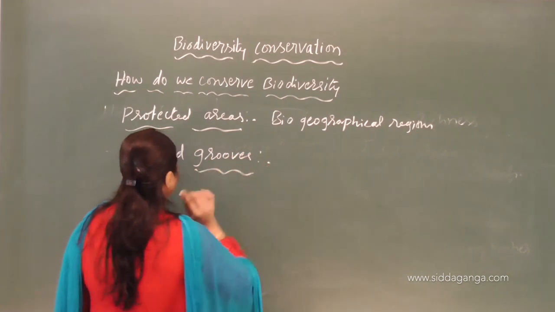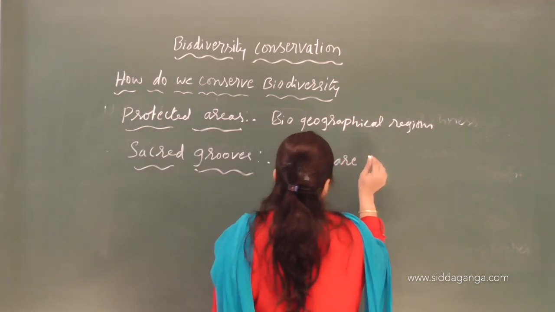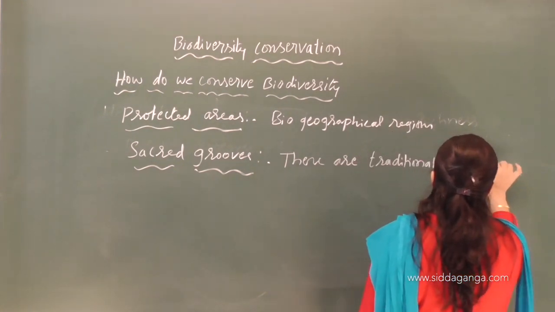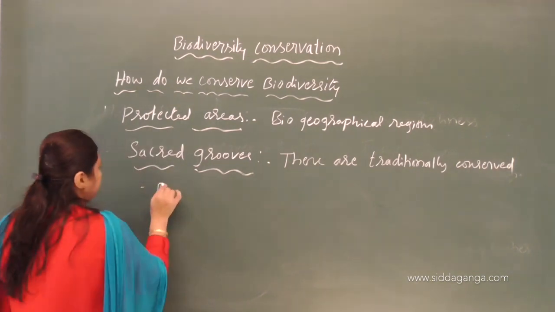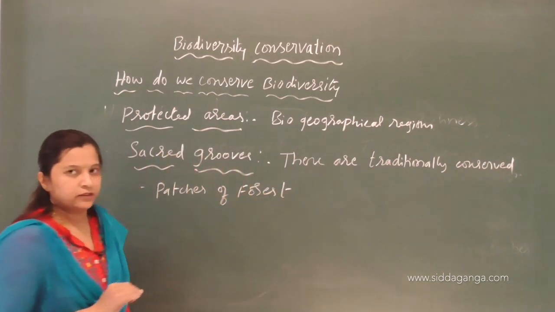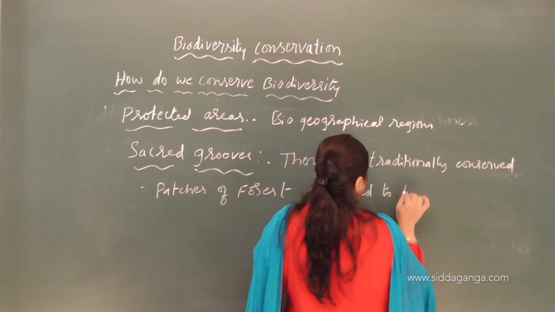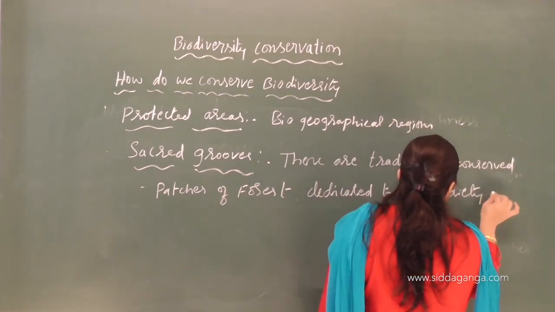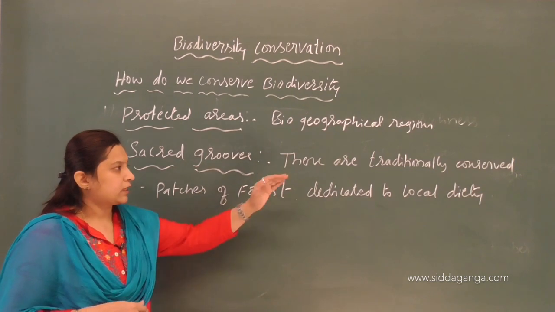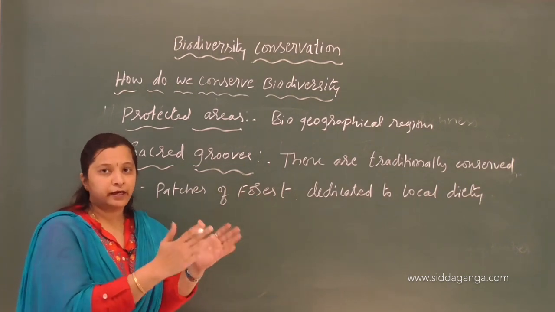Sacred groves. Sacred groves mean what? These are traditionally conserved patches of forest dedicated to a local deity. Deity means what? God or goddess. Okay, so sacred groves are nothing but traditionally conserved forest patches. They are mainly dedicated to a local deity. They are dedicated to a god.